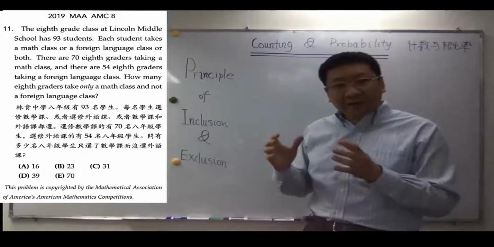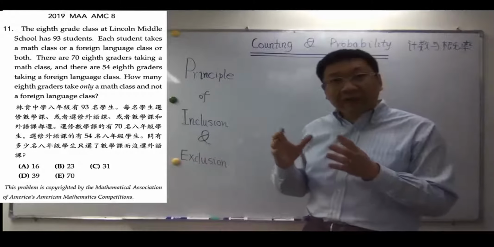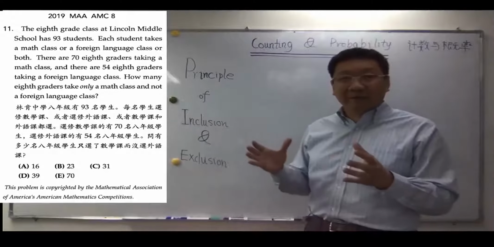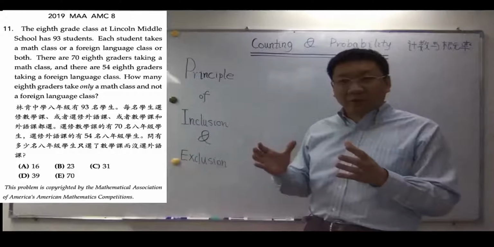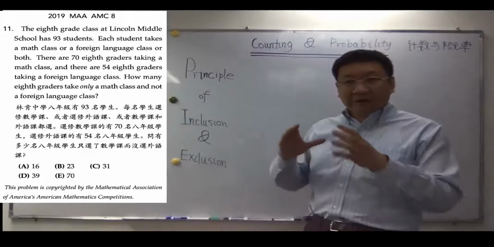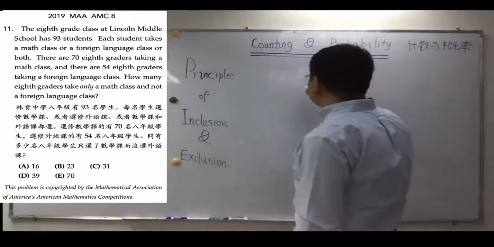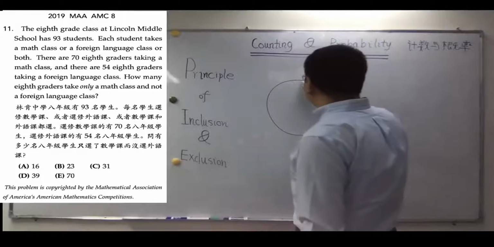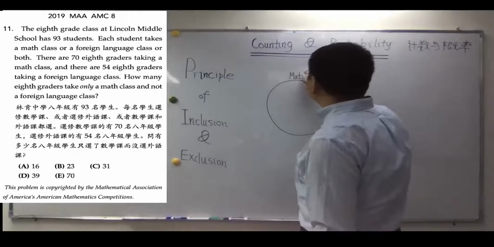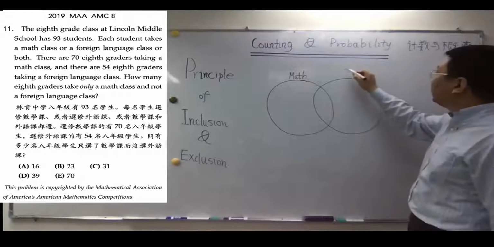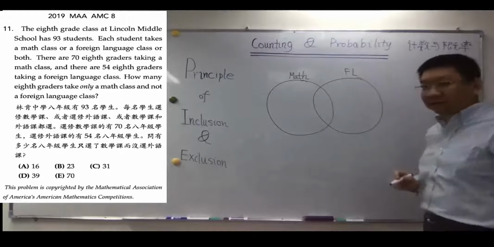And related to this formula, what would the picture look like? That picture is called a Venn diagram. Simply speaking, we just draw a circle for each criterion. Now we have two criteria. So some students attend math class. Some students attend foreign language class.